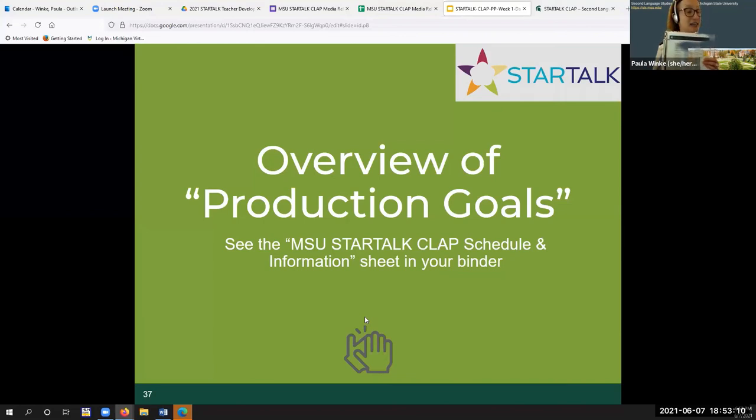And it has a section in the middle that's called production goals, which are broken into three different chunks. So these are the production goals that StarTalk will call the pieces of evidence of learning and applying the various components of the StarTalk CLAP workshop. So something that we're going to do today is that first checkbox under the June 2021 synchronous online summer session schedule. We're going to compose a portfolio cover sheet, and I'm going to give you the directions now.